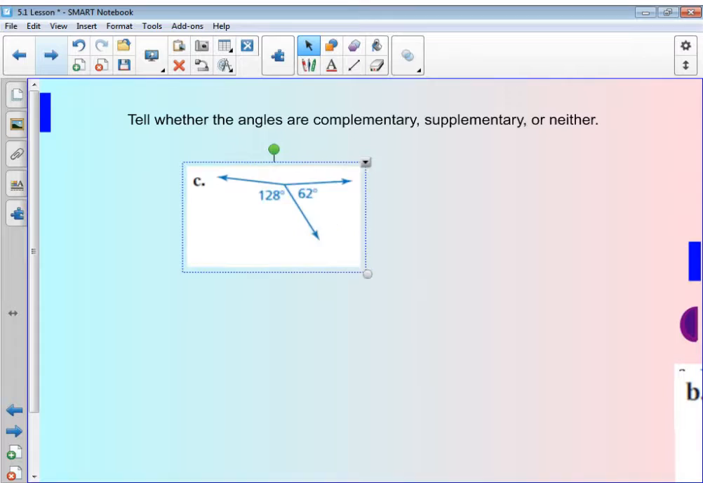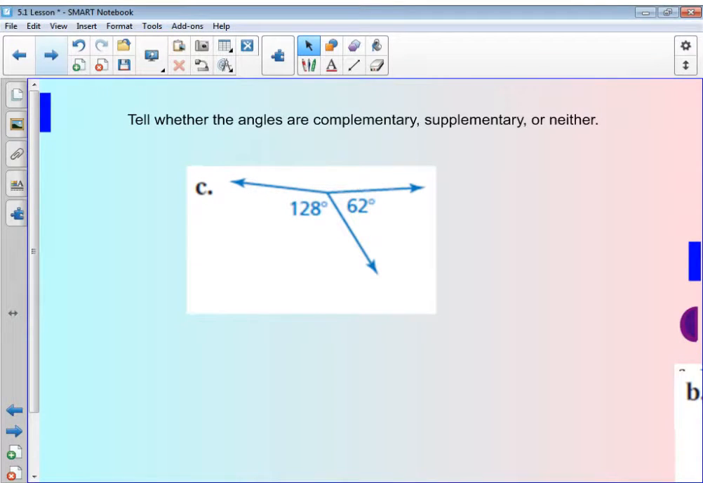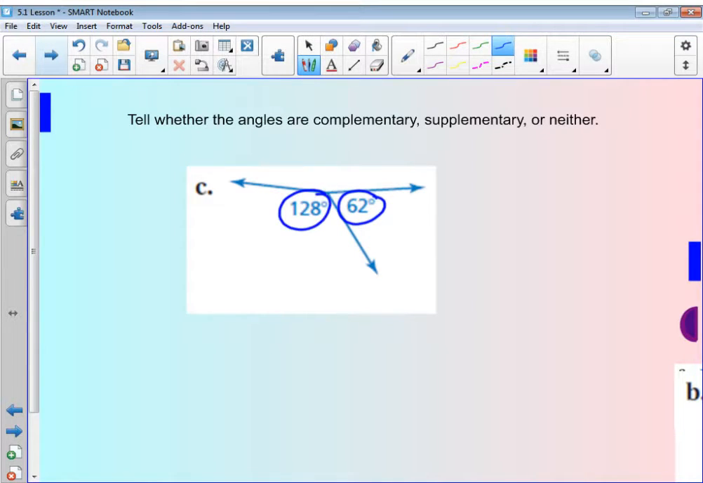And this last one. So once again, if I look at it, I visually am seeing something that some of you don't. So maybe if you have the angle measures, you could go through and add these two together. So 128 plus 60 would give me 188. So this is plus the 2 would be 190.